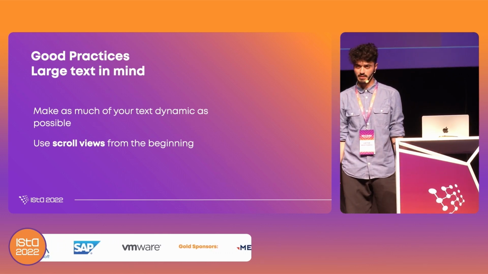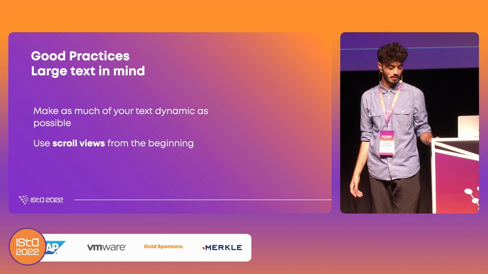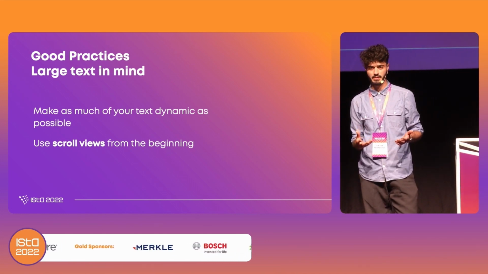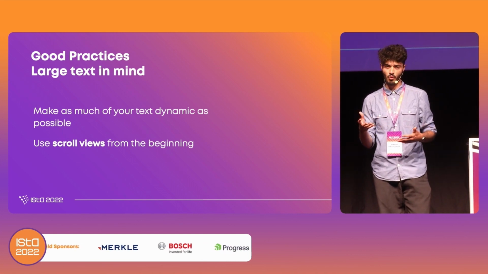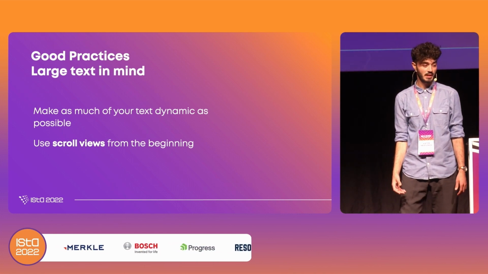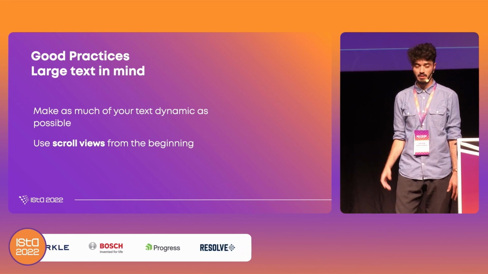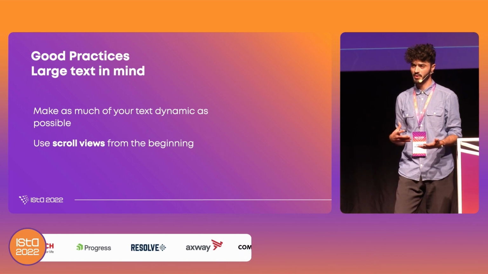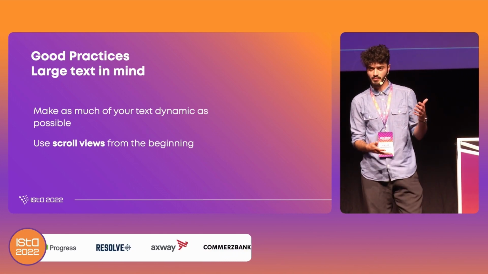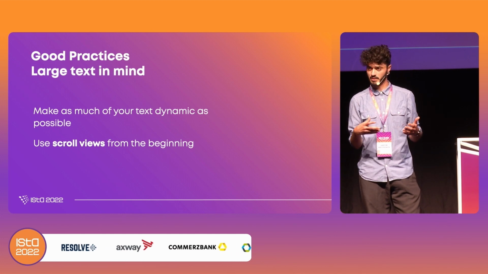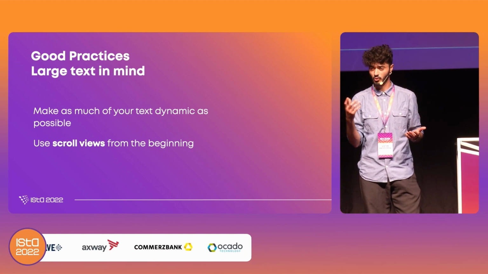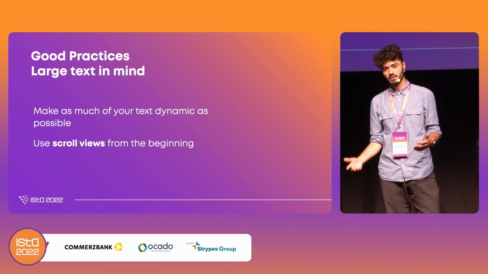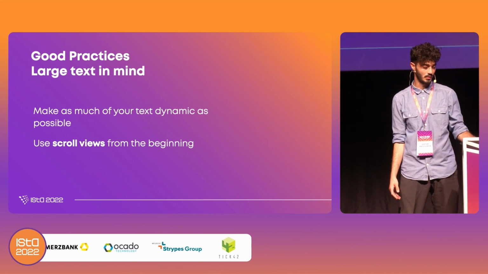What are the good practices when we're developing our applications? If we see from the beginning that some of the text sizes could grow in the future, it's pretty nice to make them dynamic. And also we need to think about using scroll views from the beginning, because at some point, having bigger and bigger font sizes will for sure make us scroll the content. And it's far easier to make it scrollable from the beginning than trying to refactor this at a later stage.